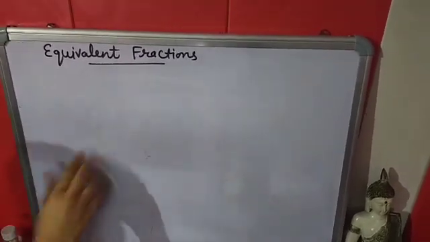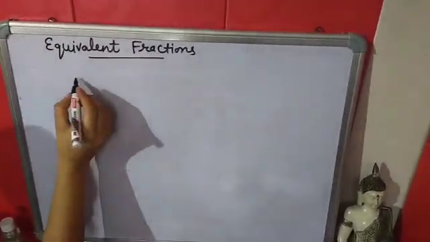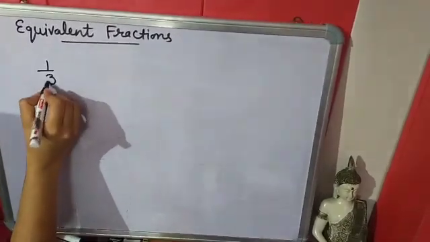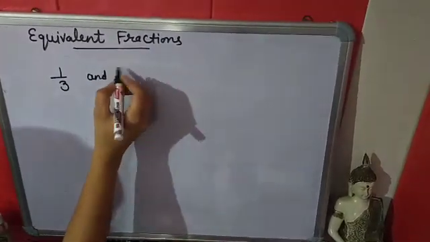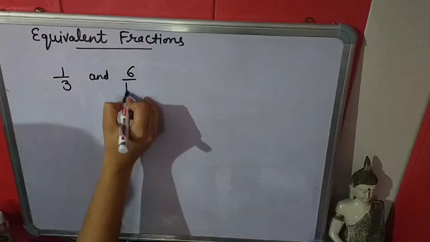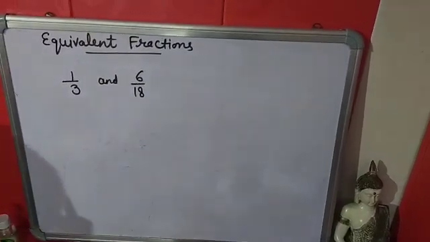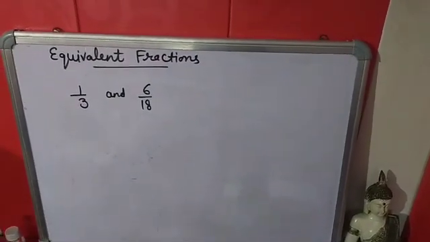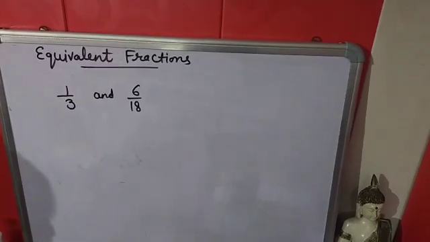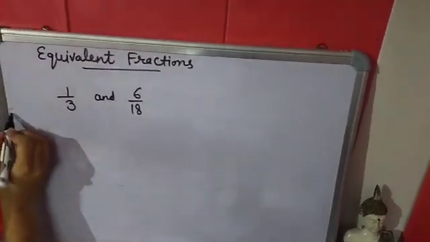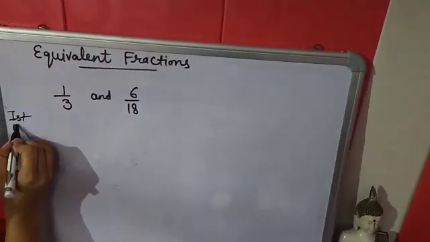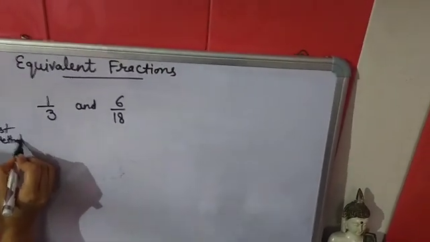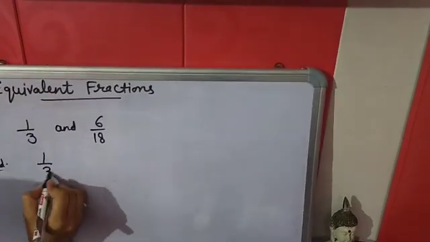New topic is equivalent fractions. What is an equivalent fraction? You have written here 1 upon 3 and I have written here 6 upon 18. You have to check whether these fractions are equivalent or not. Equivalent means equal. So there are two methods. I am telling you both methods. Choose any method. First method is cross multiplication.